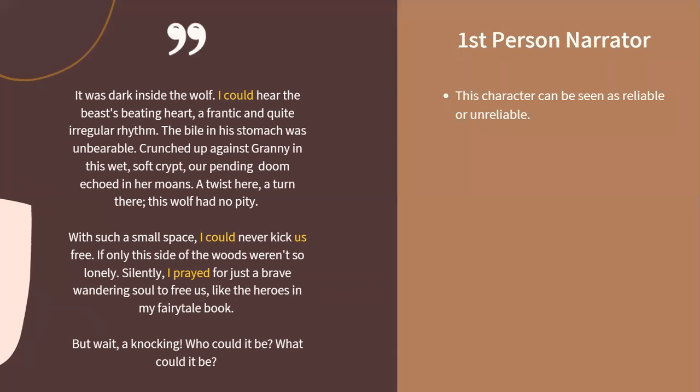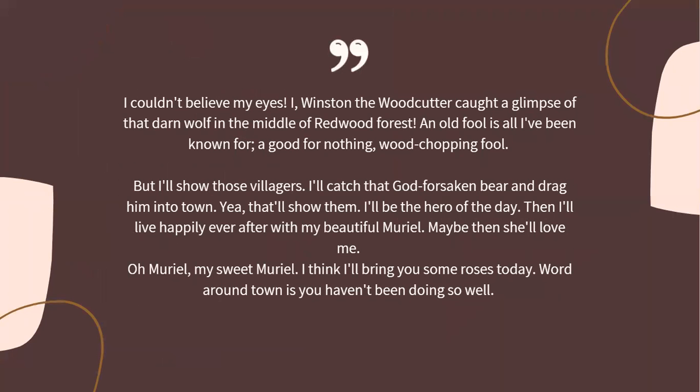So, unlike Little Red Riding Hood, who was caught in the belly of that wolf, we have who we can say is a reliable narrator. We have the woodcutter, who seems to be missing a few marbles. And we know that he's unreliable because the information that he's giving us is not consistent. So for example, at one point, he says that he saw a wolf, and then further down, he said he saw a bear. And then his thoughts completely segued towards the love of his life.